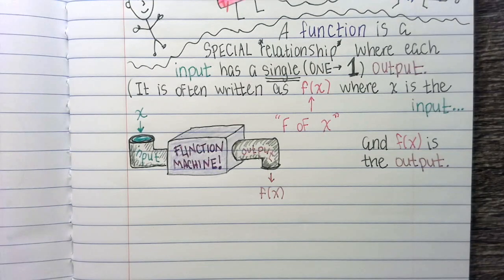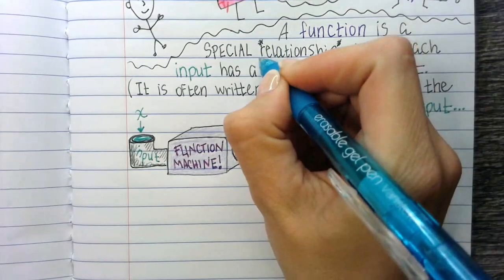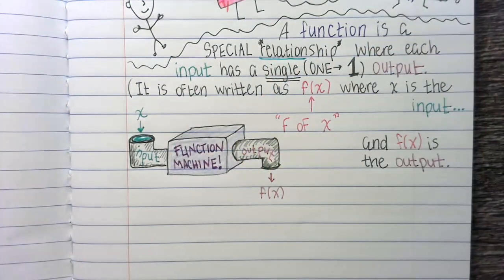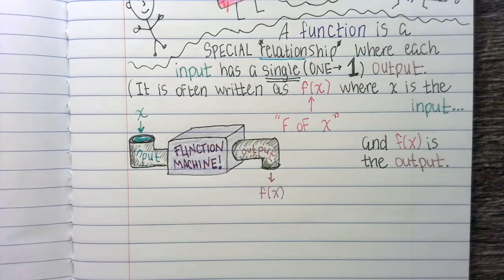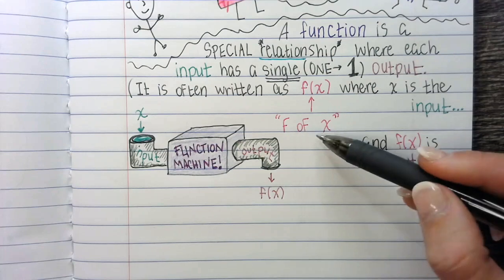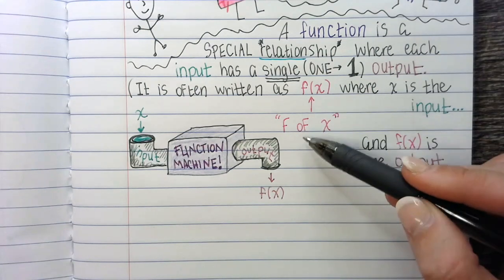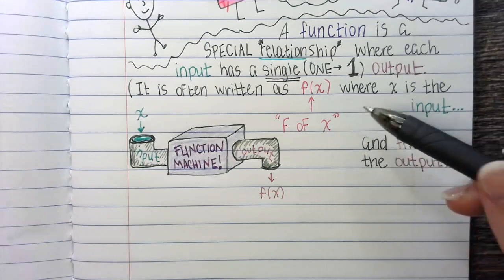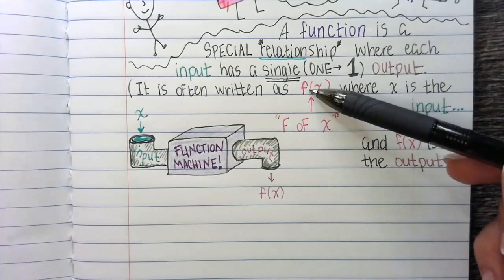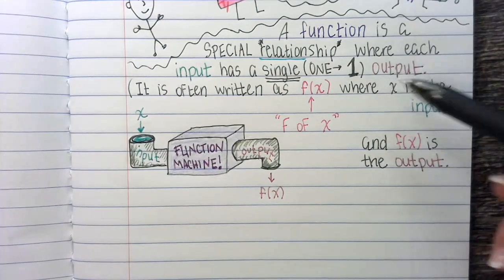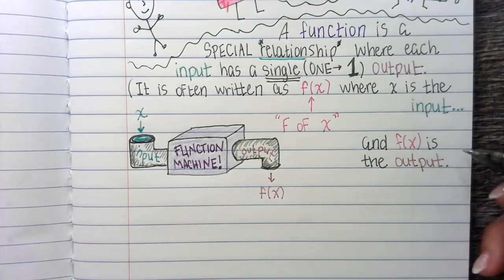So what we have here is the definition of a function that we're going to be working with. A function is a special relationship where each input has a single, meaning one, output. It is often written as f of x. That's how you say it, f of x. This is not multiplication. It's a special notation. Maybe make that a little poem you say to yourself: it's not multiplication, it's special notation. There you go. Where x is the input and f of x is the output.